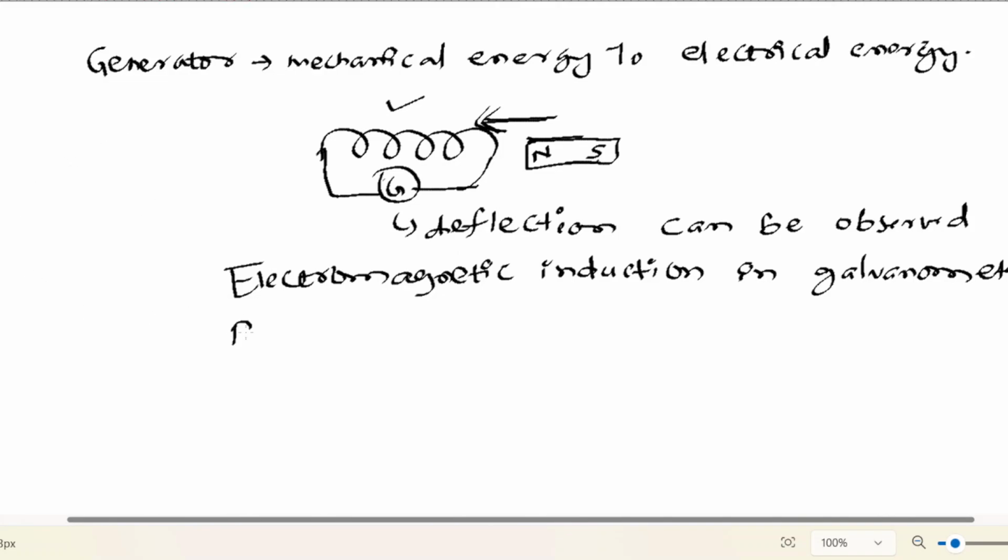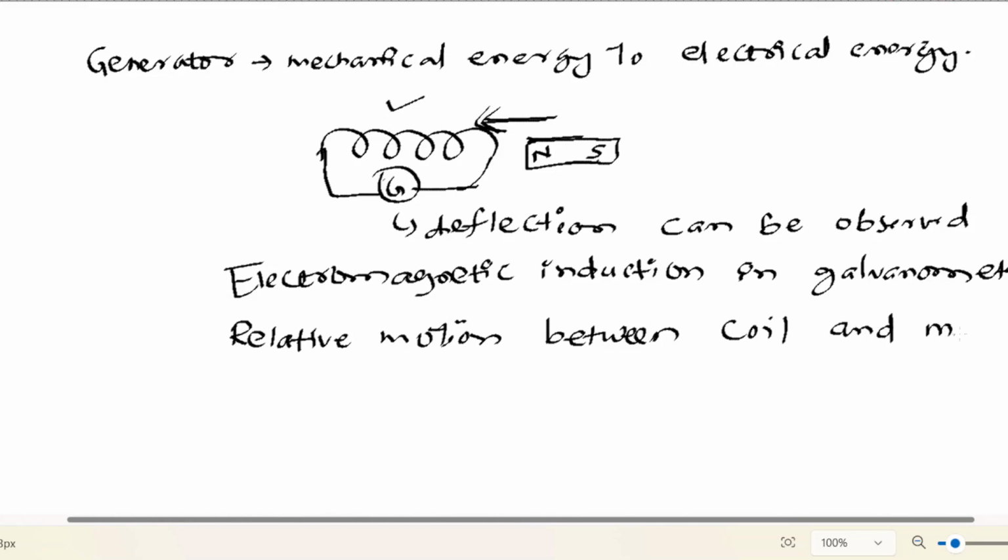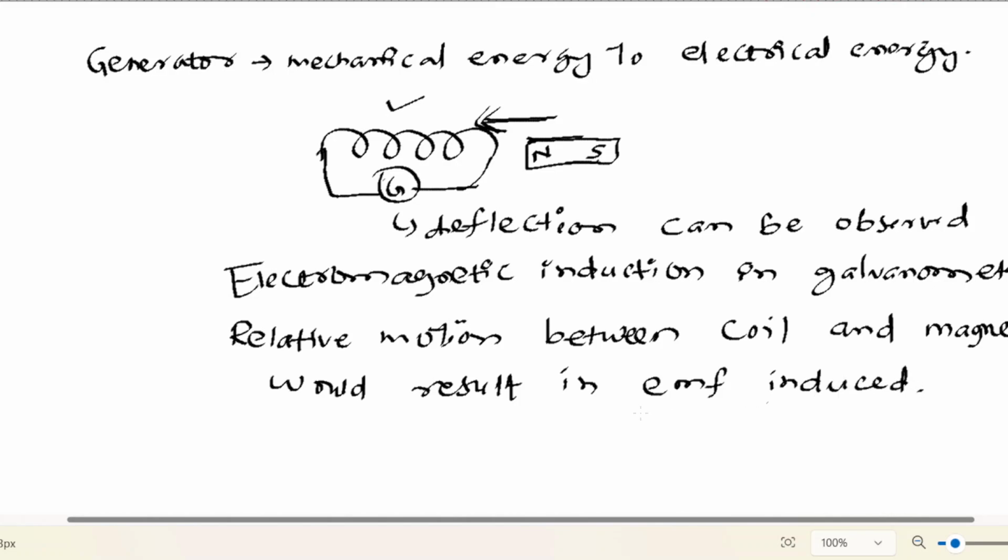If a coil is moved relative to the magnet, the relative motion between the coil and the magnet would result in induction of EMF. EMF is induced because of this, and this is known as electromagnetic induction. The definition of electromagnetic induction is that whenever we move the magnet with respect to this coil, EMF is generated in this coil, and this can be seen with a deflection in the galvanometer. So this is the principle of generators. Now let us see how it is working.